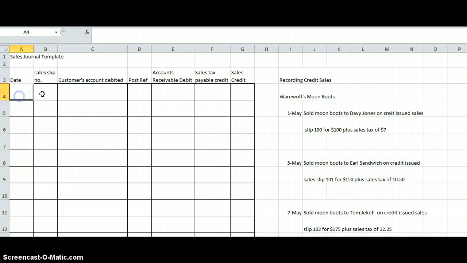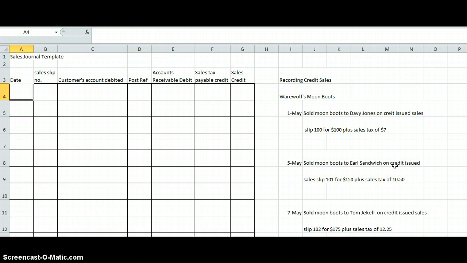We have room for the date, the sales slip number, the customer's account, posting reference. We're not going to post today, but if you were posting, you would put it there. Space for the accounts receivable debit, a space for the sales tax payable credit, and a place for the sales credit. These two credits should add up to our accounts receivable debit.